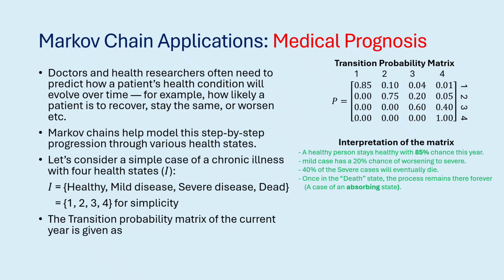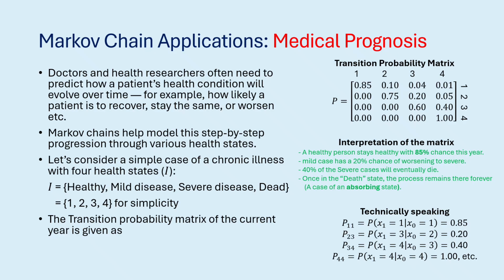Say the first element, first row, first column, is 0.85. That means a healthy person remains healthy with 85% chance this year. Similarly, 40% of the severe cases will eventually die. That's the meaning of 0.40. And so on.